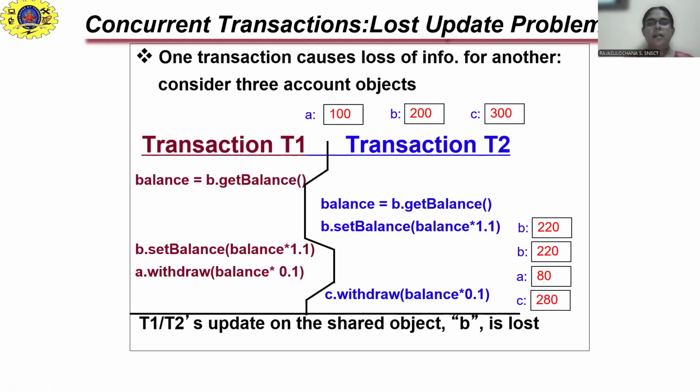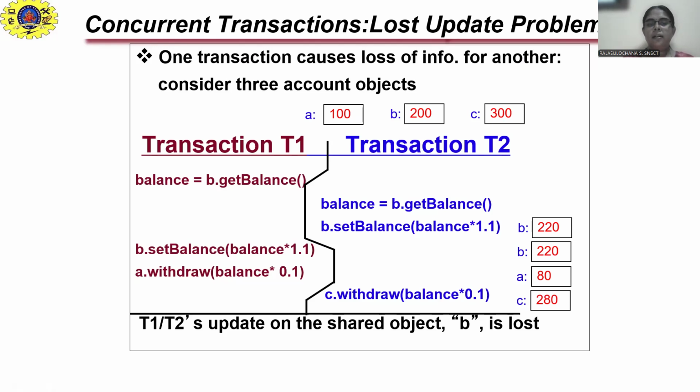That is, one transaction will lose the update. One transaction couldn't keep track of the update which is made by the other transaction. It is called the lost update problem. Here, please look at the example I have mentioned. There are two transactions, T1 and T2.